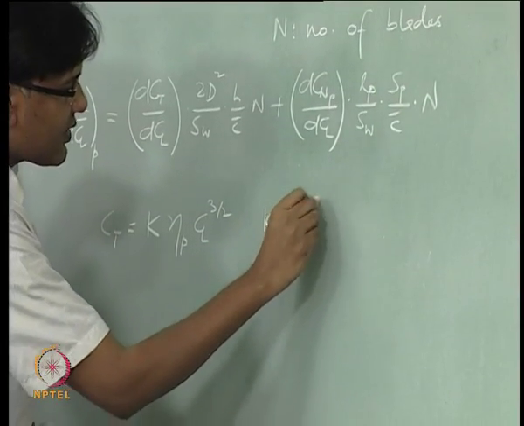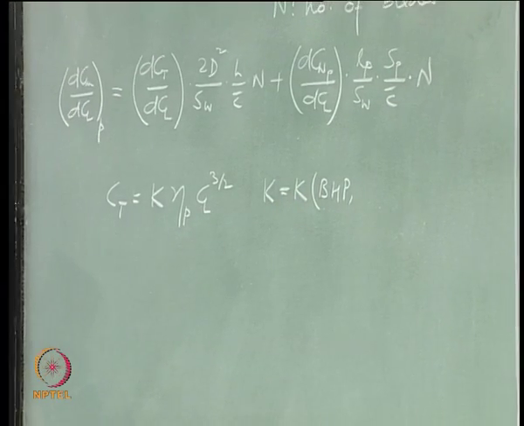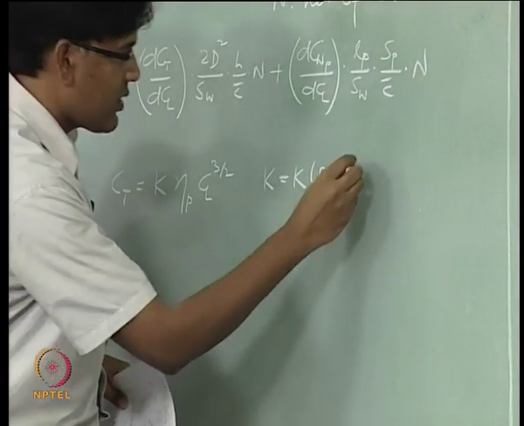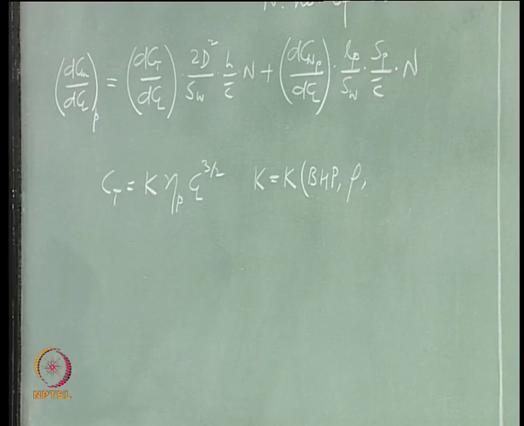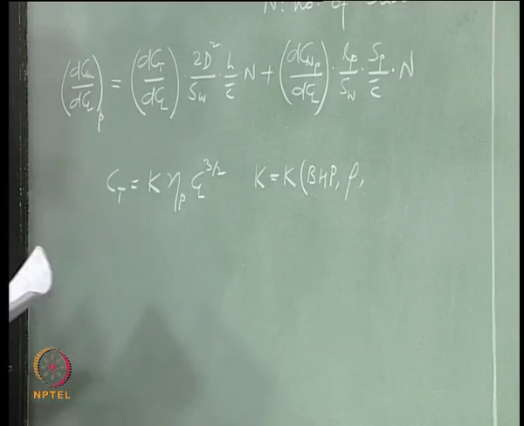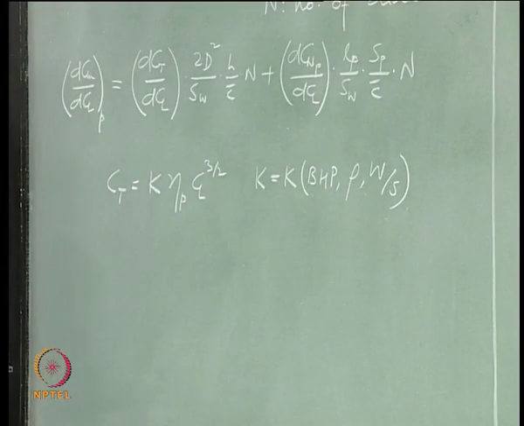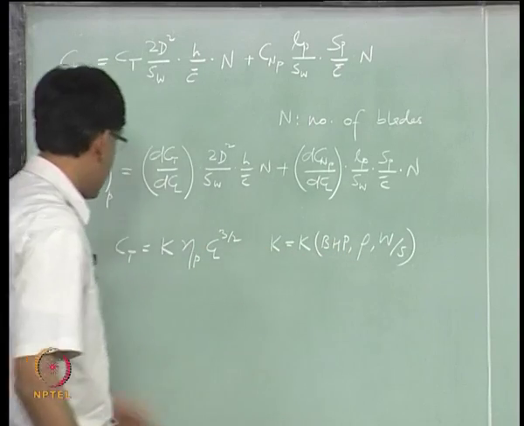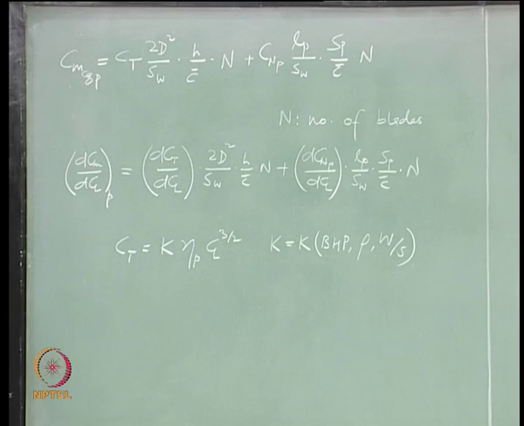This K is a function of the power that an engine can produce, the density, right? Because this aircraft is going to operate at different altitude and density is going to change with altitude, and the wing loading, right. So this K is a function of these three parameters, and you can write CT. Remember, this is only an estimate, okay. If you want to find exact values of these quantities, then you have to put your aircraft in the wind tunnel and make measurements.